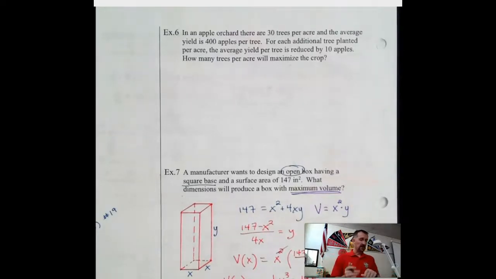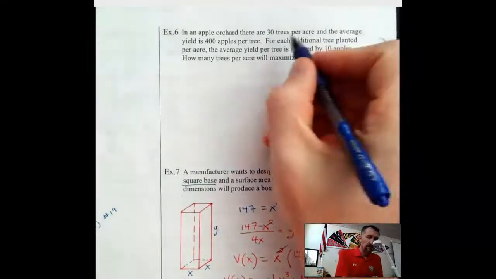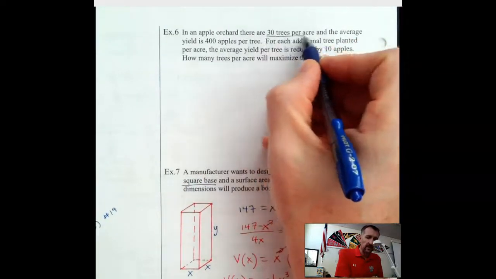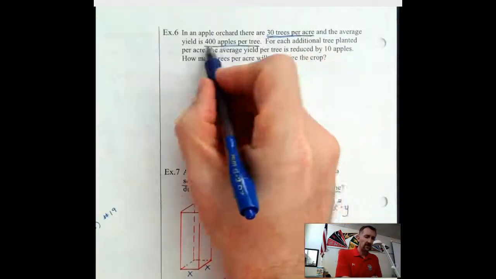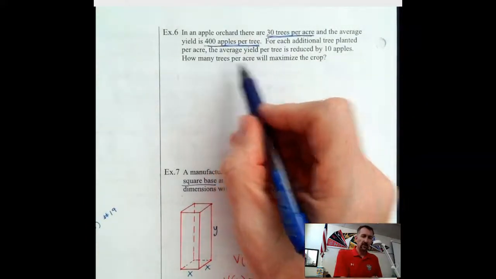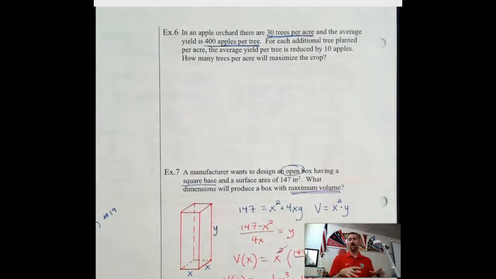All right, so this is a little bit of an awkward question, but I still want to do it anyway. So an apple orchard, there are 30 trees per acre and the average yield is 400 apples per tree. For each additional tree per acre, the average yield of the tree is reduced by 10 apples. So the more trees you try to pack on there, that's going to take more of the water, blocks more shade on, so there's going to be less apples per tree. So you want to try to find that best balance of what you're going to do.